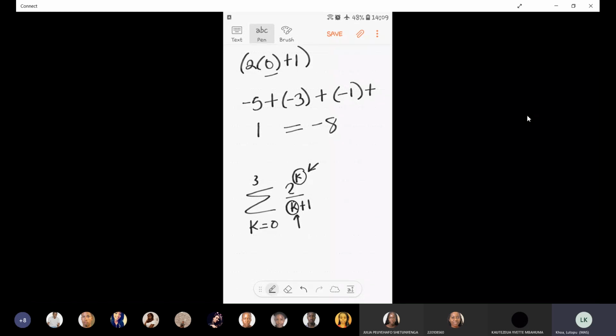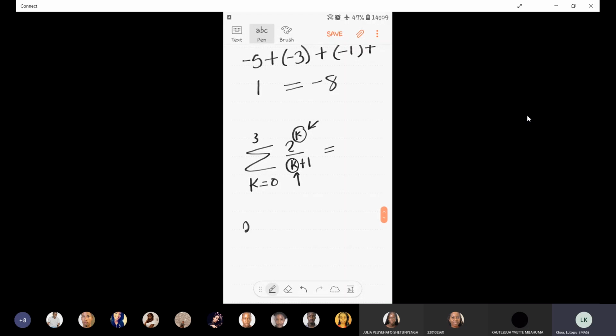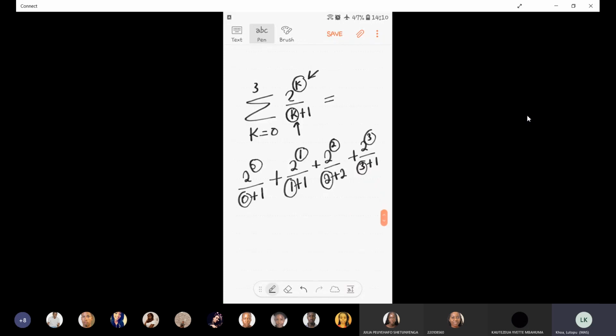So for every k that I have, that's 0, 1, 2, and 3, I will substitute it there as well as over there. So this summation is just 2 to the power of 0 over 0 plus 1. Then I add that to 2 to the power of 1 over 1 plus 1. Then I add that to 2 to the power of 2 over 2 plus 2. And then I add that to 2 to the power of 3 over 3 plus 1. So you can see my k's there and there. I substitute the same k at every term. Here it's 1, there it's 1. There it's 2, and there it's 2, over there it's 3, and then over there it's 3.